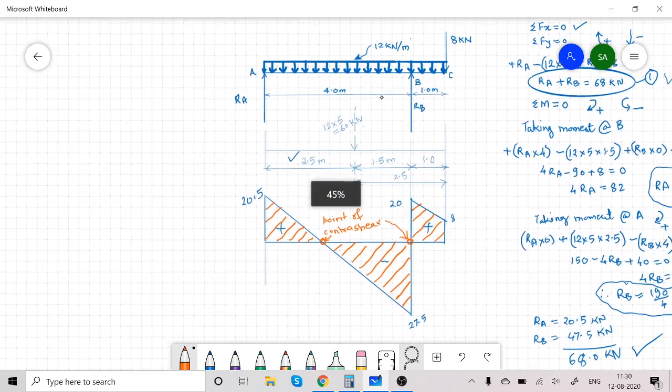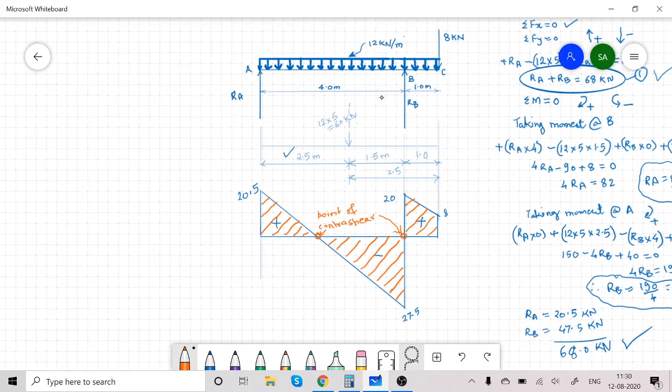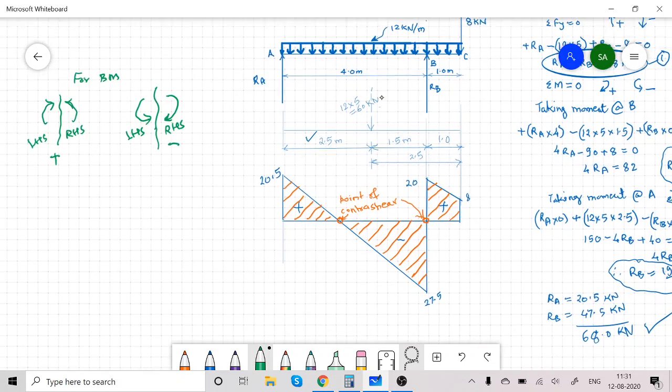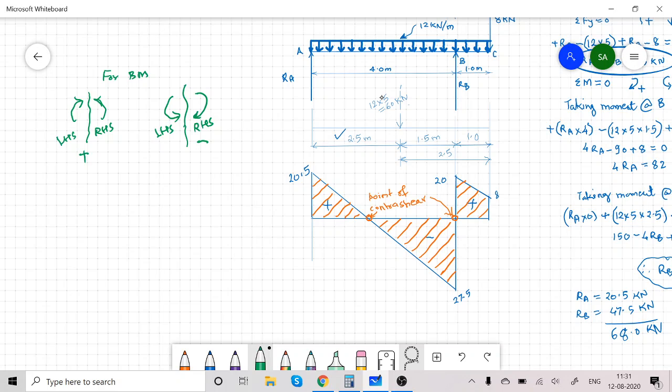Now, let us draw the bending moment diagram. For bending moment diagram, I am going to use this sign convention. Suppose this is a section. Clockwise moment on left hand side and anti-clockwise moment on the right hand side positive. Similarly, if this is a section, anti-clockwise moment on left hand side and clockwise moment on the right hand side negative. This is the sign convention. Follow the sign convention strictly.